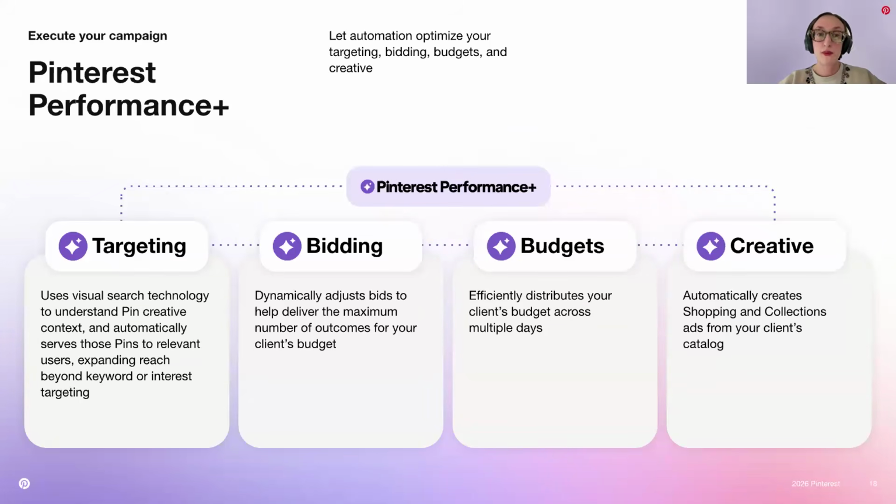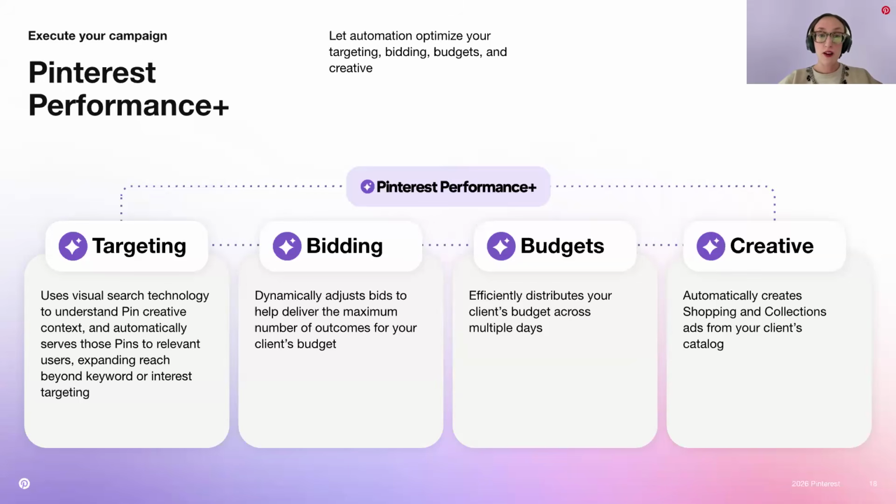So when you activate Pinterest Performance Plus campaigns, it transforms 4 key pillars that you'll see here into your Ads Manager setup. The first one on the left is your targeting. So like I mentioned, instead of manually guessing which keywords or interests to select, our system actually uses visual search technology to understand the context of your pin creative that you upload. And we then automatically serve that to relevant users, expanding your reach automatically. They'll identify a pin, look at some of the visual search technology, understand what users might be interested in it, and then serve that to the best user.